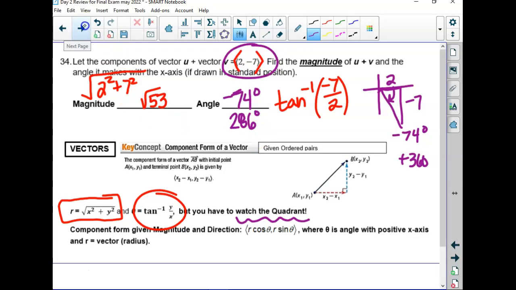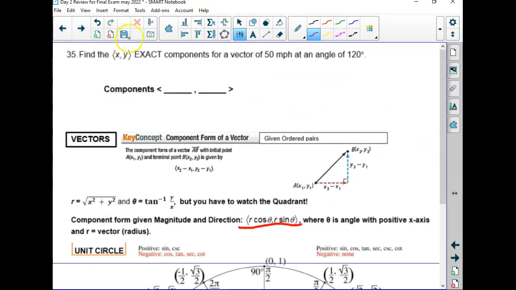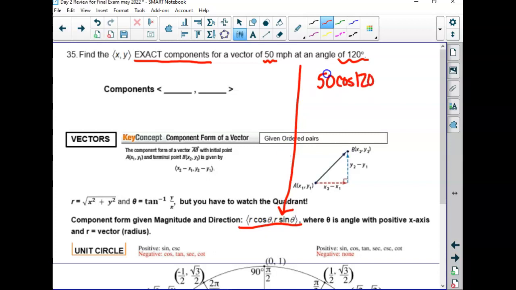Questions? It's a multiple choice question, I think, so you'll just have to figure out which one's there. All right, this one is find the exact components. If you already know the vector is 50 miles an hour at an angle of 120, this is this stuff, guys. So it's 50 cosine of 120, 50 sine of 120.